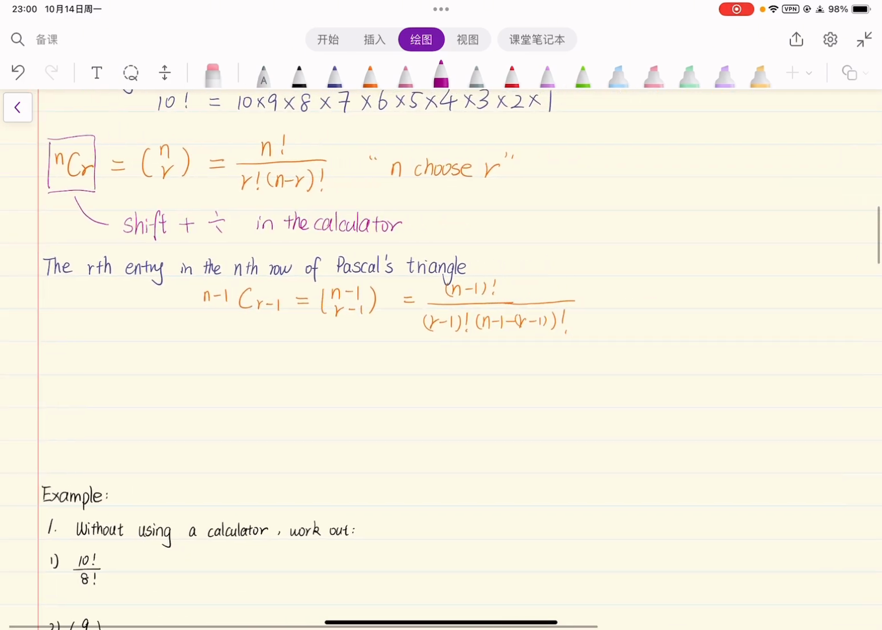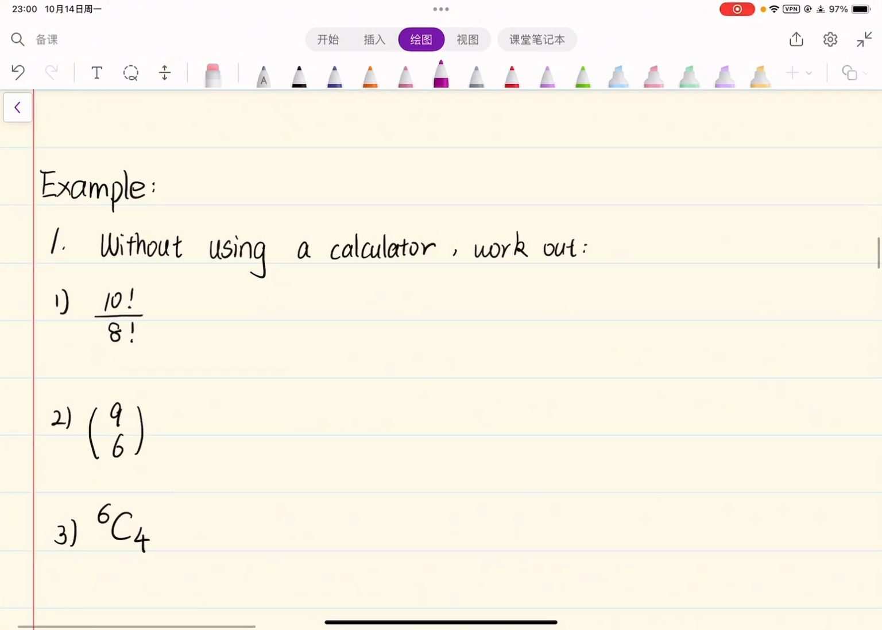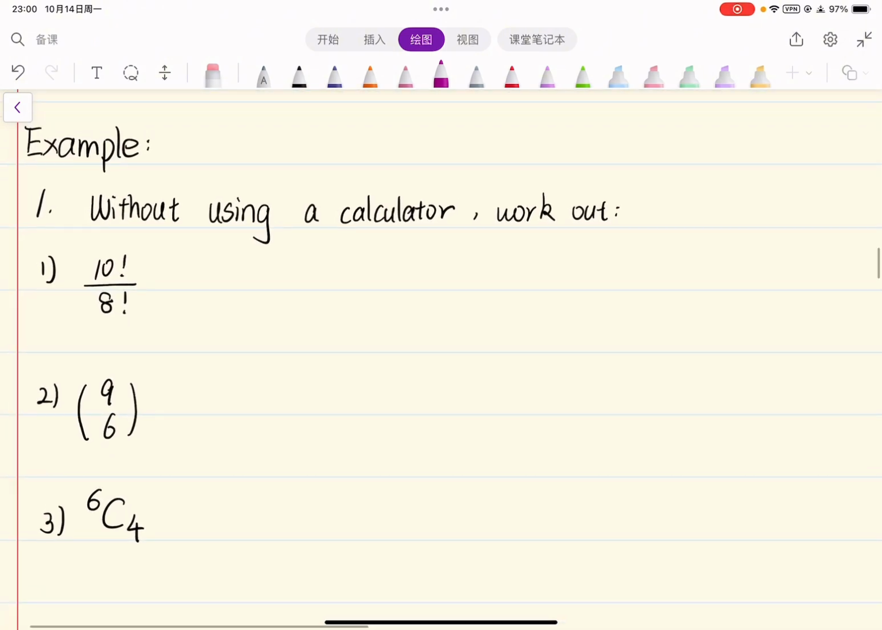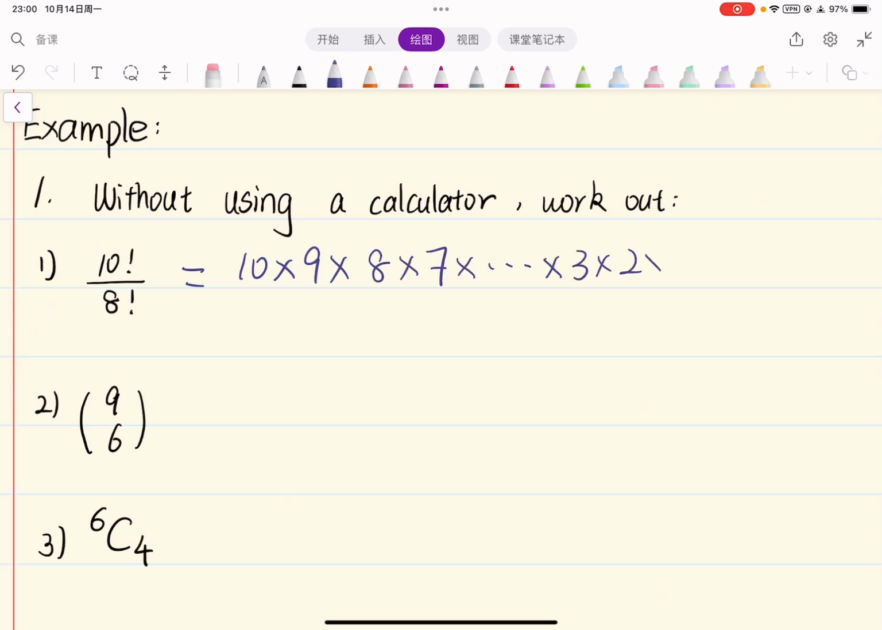Now let's look at some examples using factorial notation to calculate. The example asks you to work out these questions without using a calculator. By the definition of factorial notation, 10 factorial equals 10 times 9 times 8 times 7 and so on times 3 times 2 times 1.